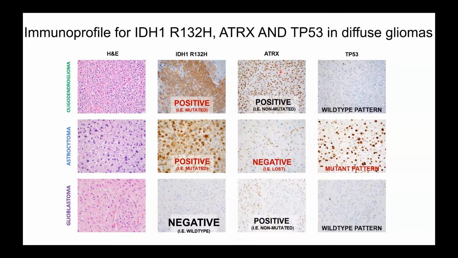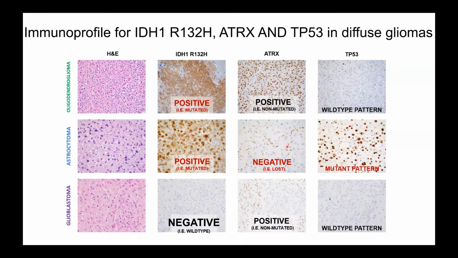ATRX will be retained in oligodendrogliomas and usually retained in glioblastoma. There are some exceptions, as I indicated earlier, but when present with IDH positivity is usually a clue that this is an oligolineage tumor, whereas it's nicely lost in astrocytomas, the vast majority. There are some instances where ATRX will be retained in astrocytomas. This is not a 100% sensitive stain, but in about 90 or so % of cases, it will show this nice mutant pattern.